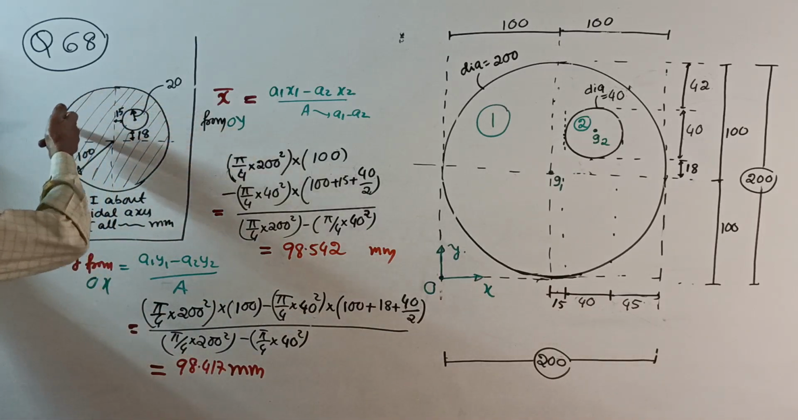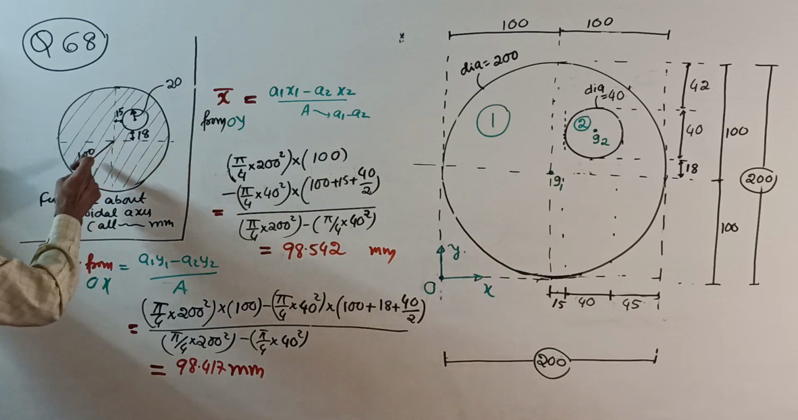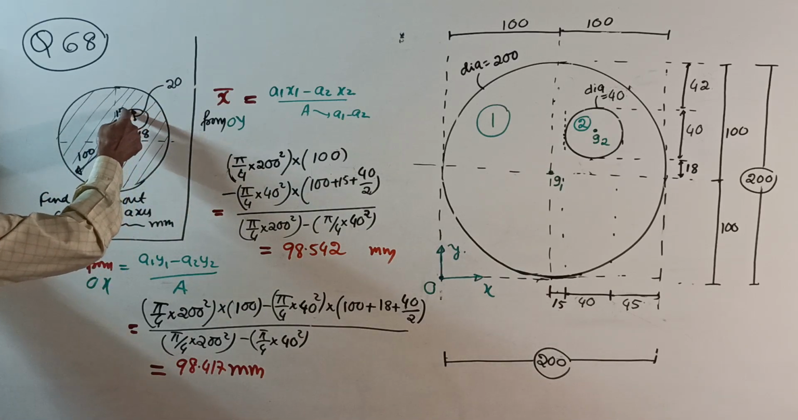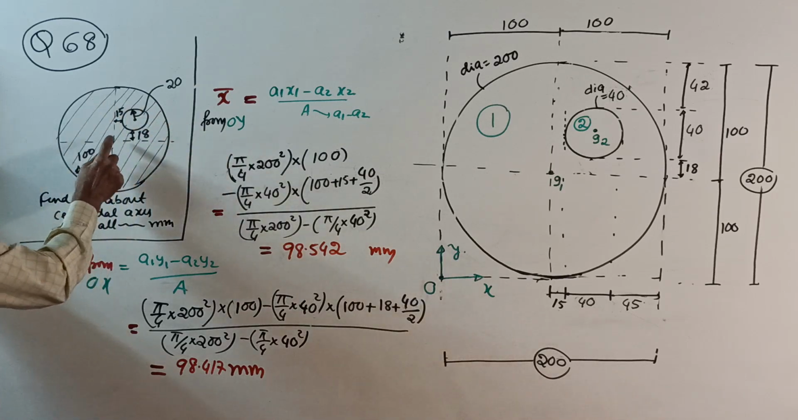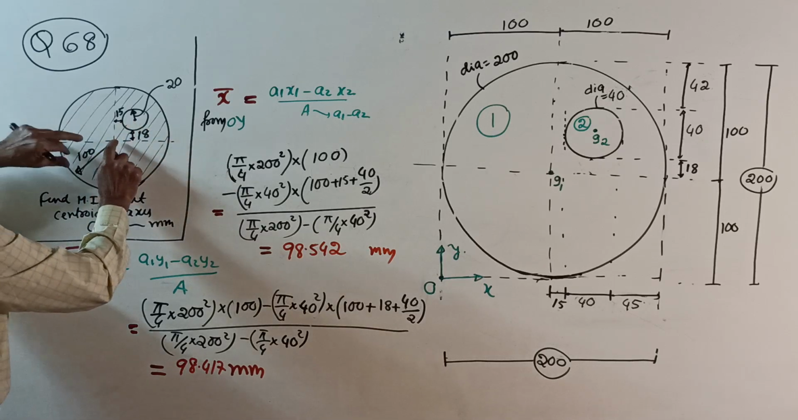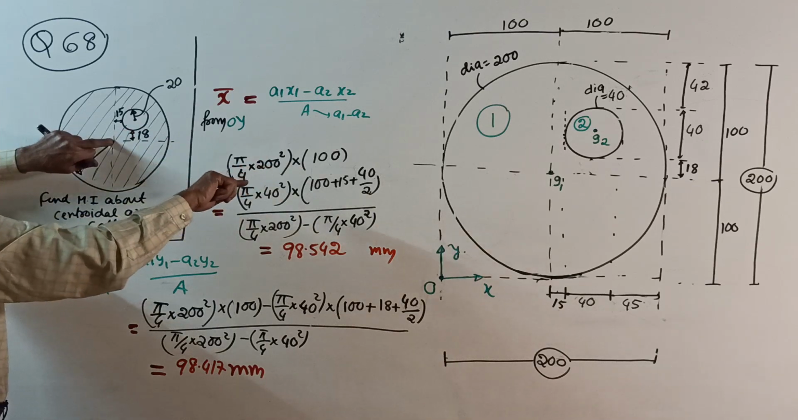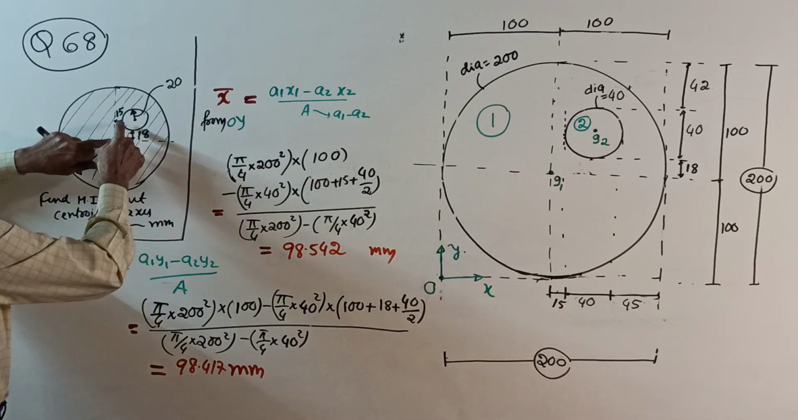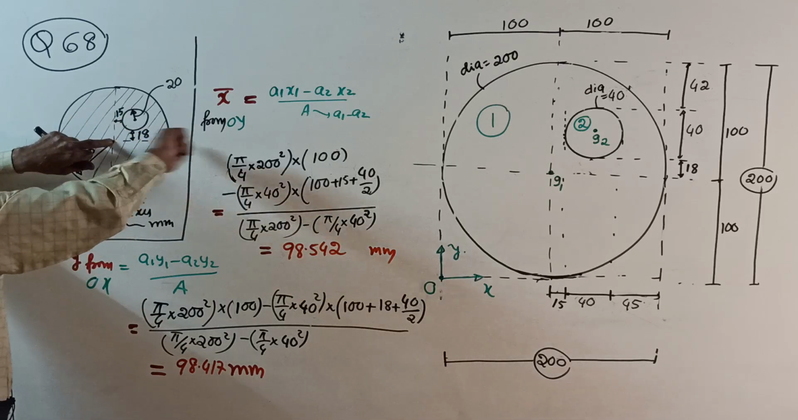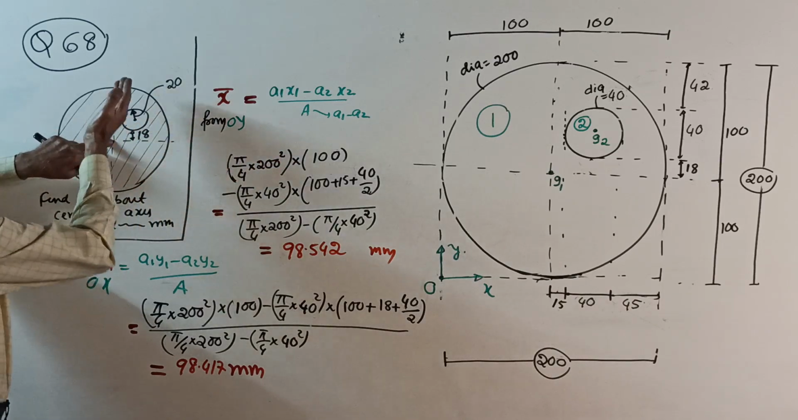From a circle of radius 100 millimeter, another circular cutout is made, whose left edge is 15 mm to the right of center and whose bottom edge is 18 mm above the center.